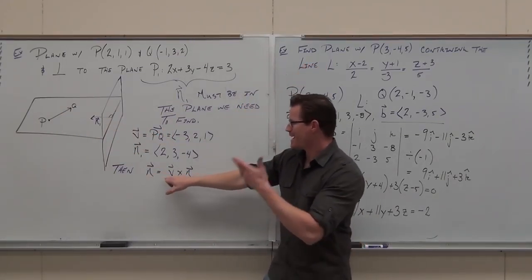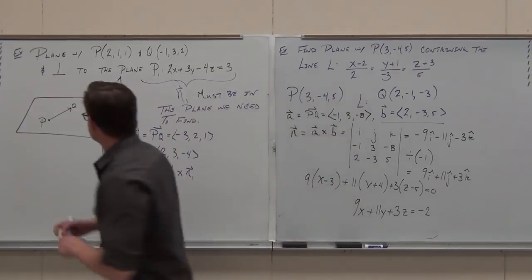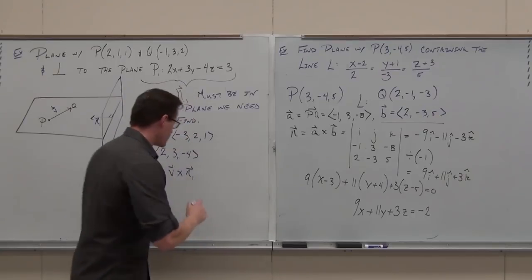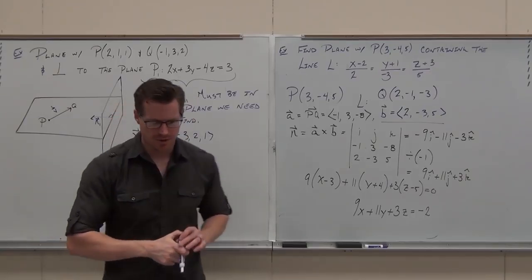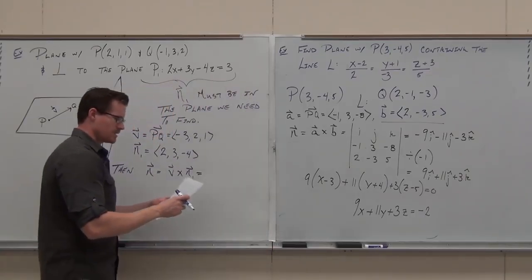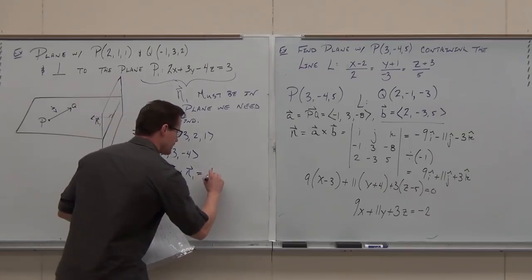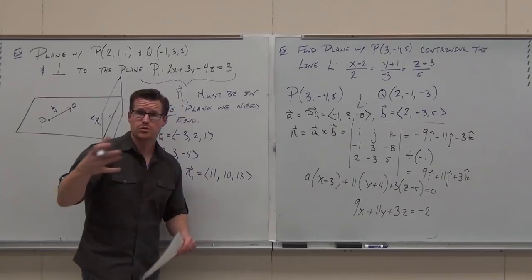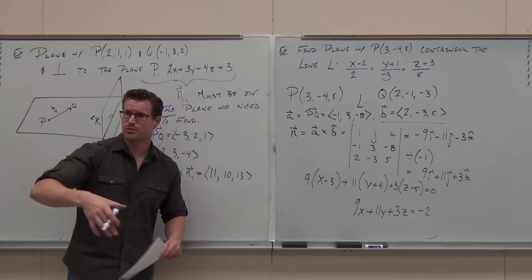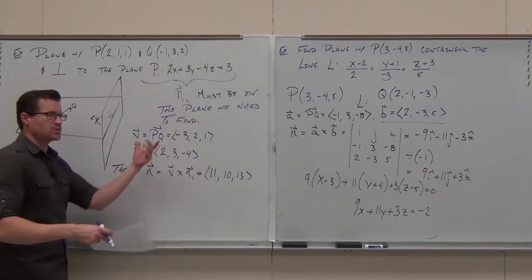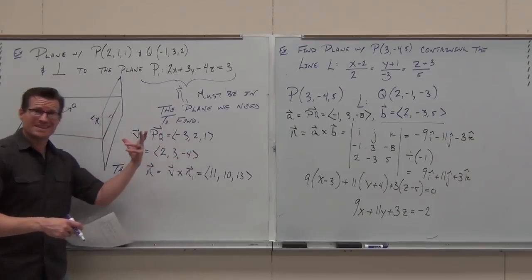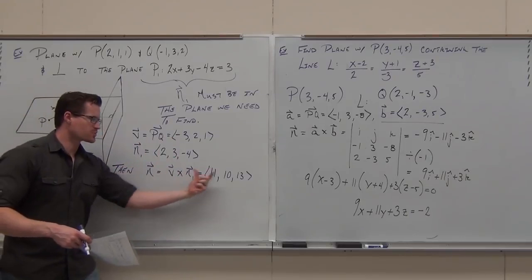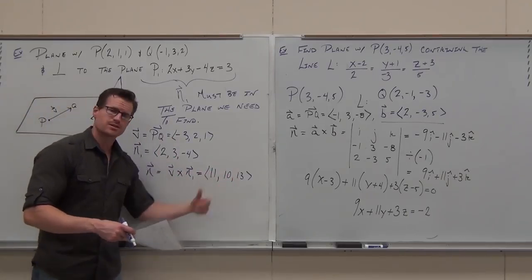Then my normal can be, take V, cross it with N1. You know how to do a cross product. I'm going to give you the answer. This is 11, 10, 13. Of course, I want you to try this on your own. Walk through it. Make sure you can get this vector. You understand where this is coming from. You get the idea that these 2 things are in this plane you're trying to find. Therefore, my cross product is actually going to work for us. This is my normal vector.